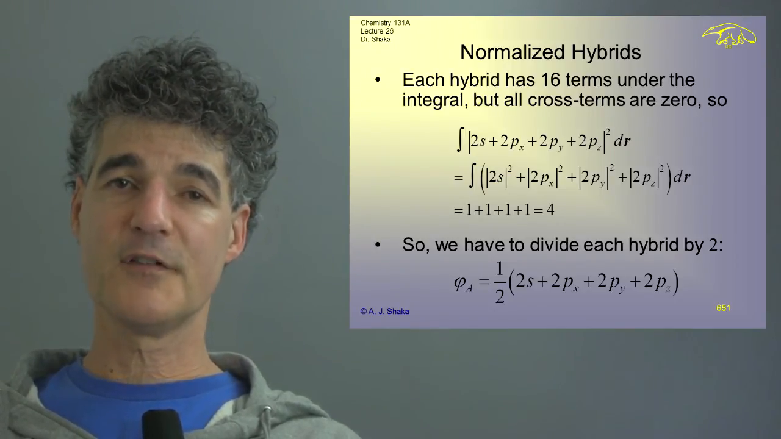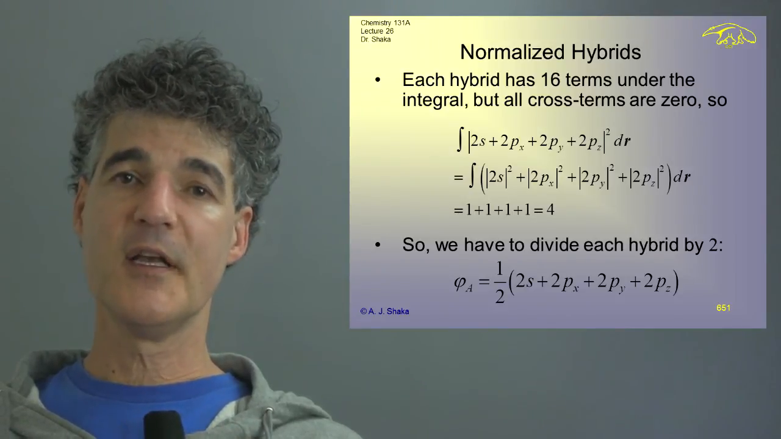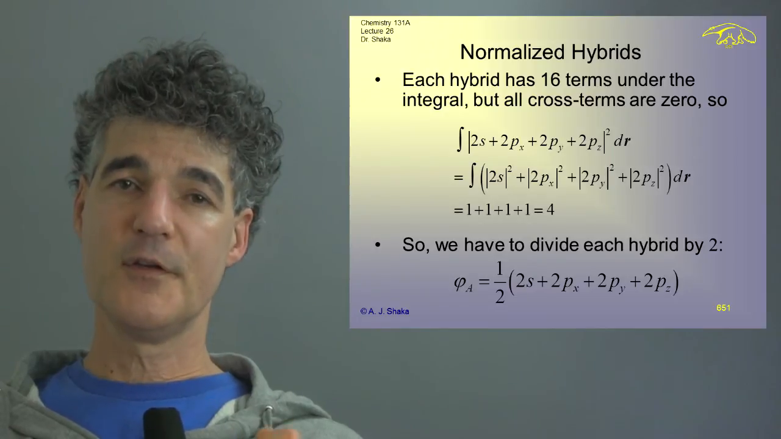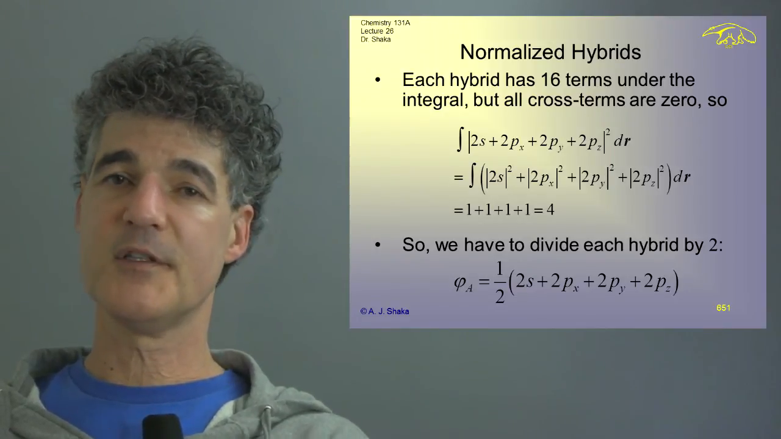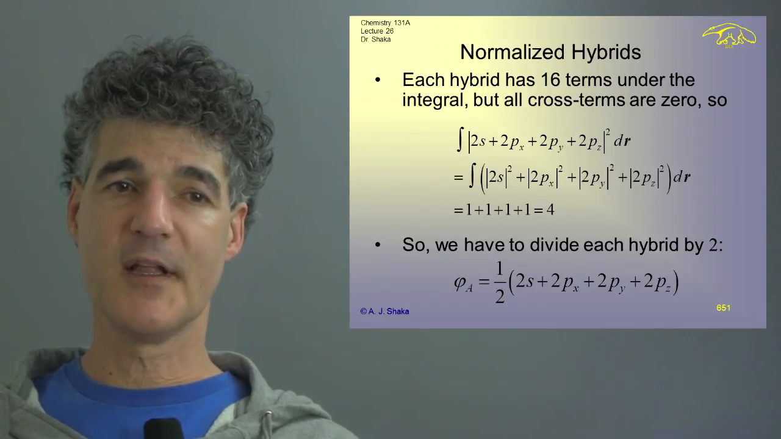I can make the first hybrid, I can call it phi A, that points toward that hydrogen. It's 1/2 (2s plus 2px plus 2py plus 2pz). And I can normalize the other ones the same way.